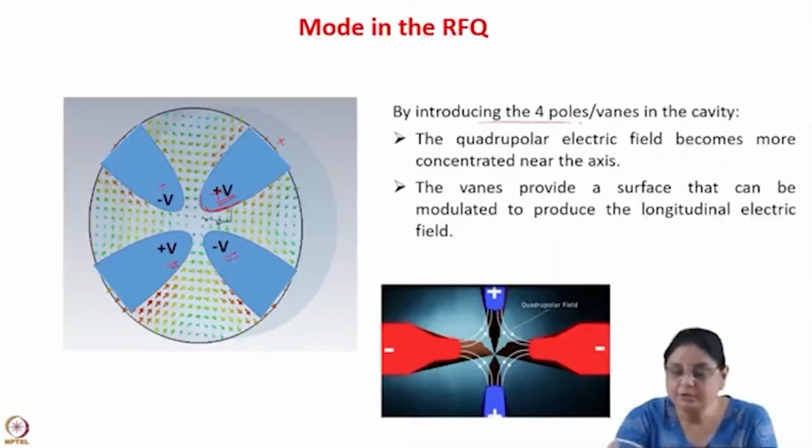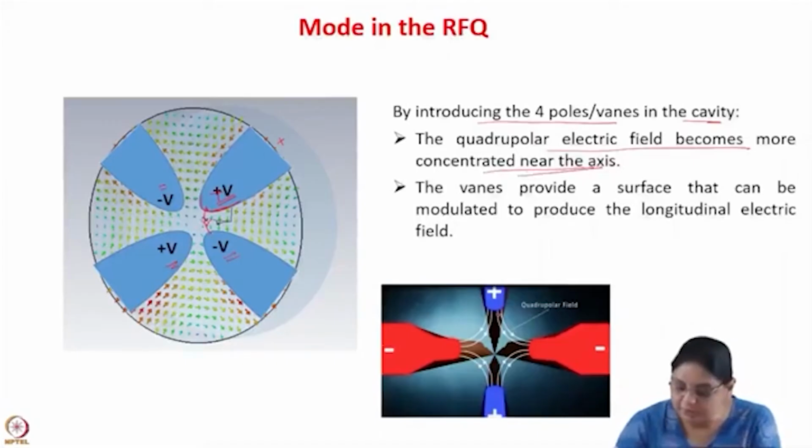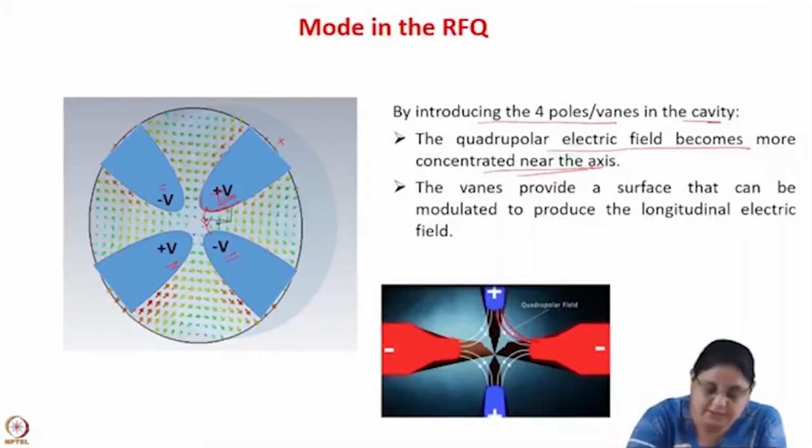Now by introducing the 4 poles or vanes in the cavity, the quadrupolar electric field becomes more concentrated near the axis. You can see here, in this region near the axis, where the beam will go through, this quadrupolar field has become more concentrated.